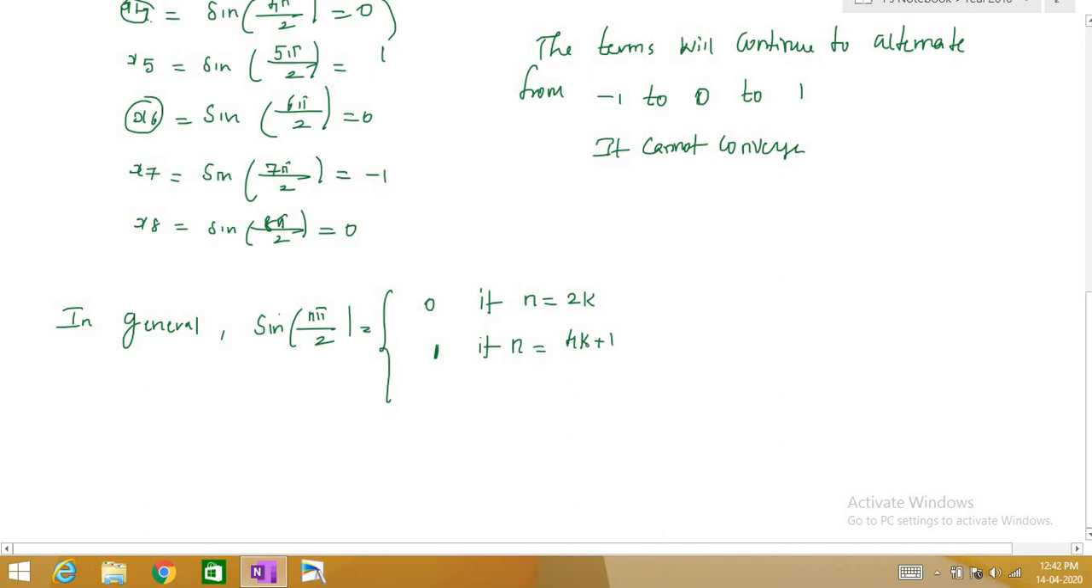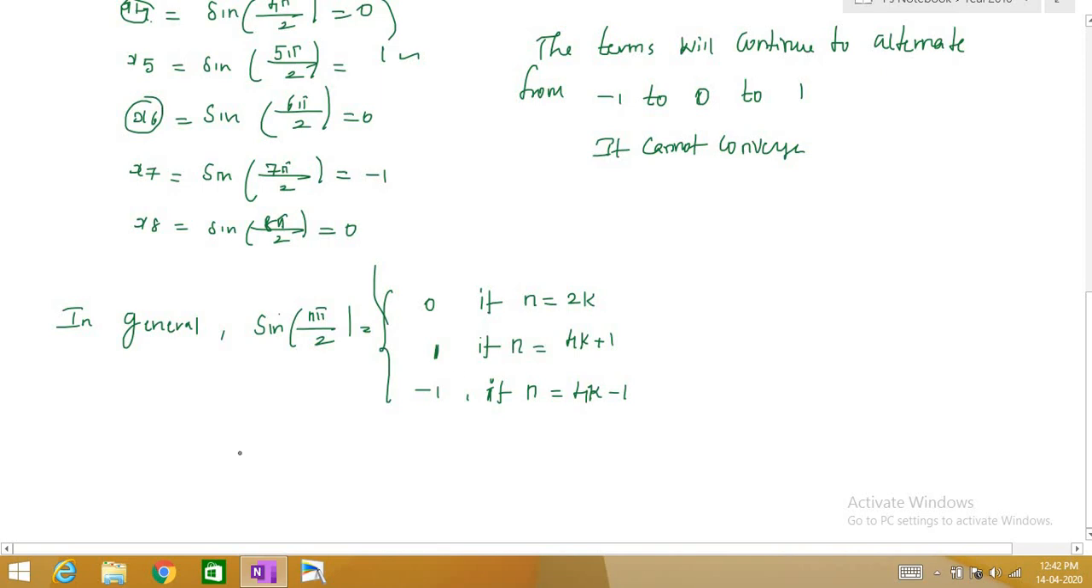So let us fix k equal to 0 here. If k is equal to 0, what will we have? n is equal to 1. So if n is equal to 1, sin(π/2) is 1. If k is equal to 1, we will have sin(5π/2), which is again 1. And it will be minus 1 if n is equal to 4k minus 1, right? If the pattern is like this, you will get minus 1. So we try to generalize this.